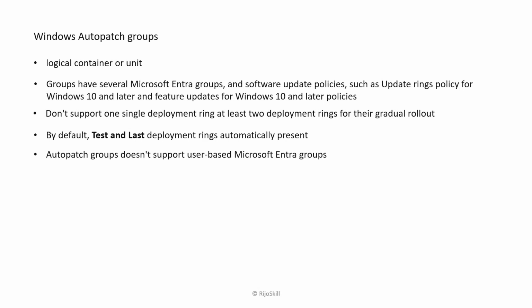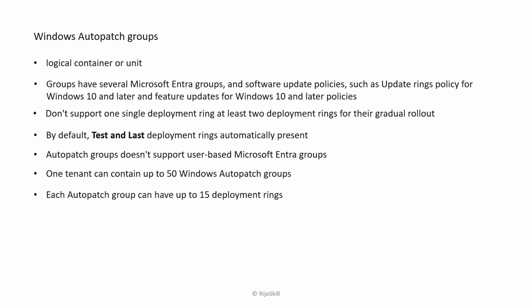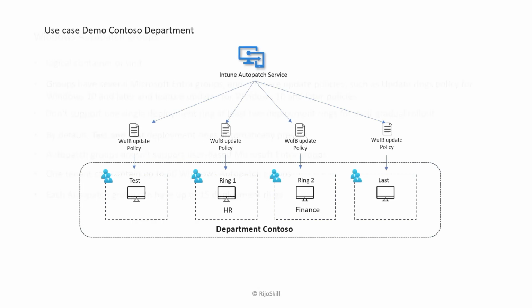An Autopatch group does not support user-based Microsoft Entra groups. One tenant can contain up to 15 Windows Autopatch groups, and each group can have 15 deployment rings. This is very important: one tenant only supports 15 Windows Autopatch groups, and each Autopatch group supports 15 deployment rings.